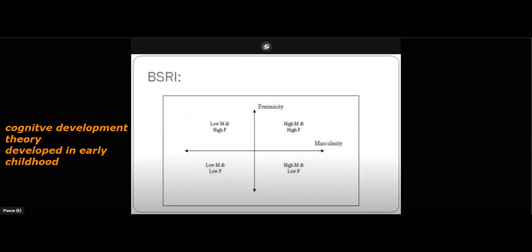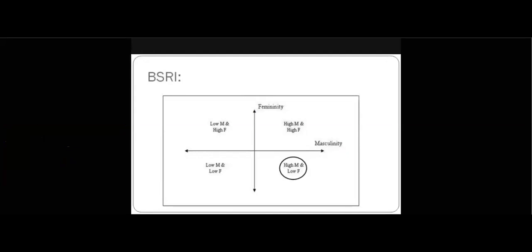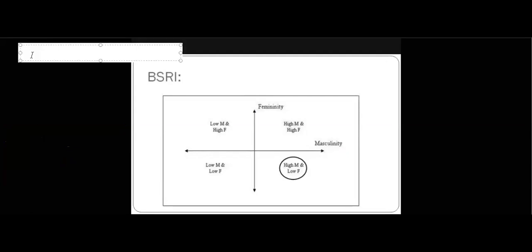Individual's sex typing. Sex typing determines how much a person has applied gender schema to him or herself. Bem argued that sex-typed individuals process information in gender-linked ways. For example, if a man scores high in masculinity and low in femininity, he would be identified as masculine by gender and therefore is sex-typed.